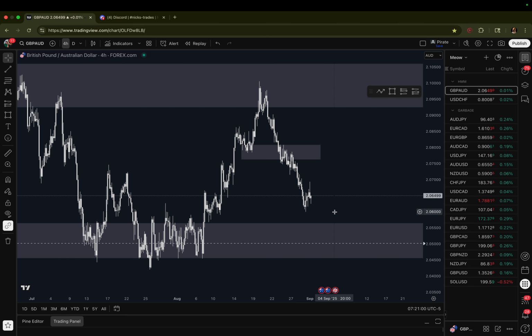I'm going to keep watching her as we go into this week, and perhaps we can get some buys here at this little support zone.